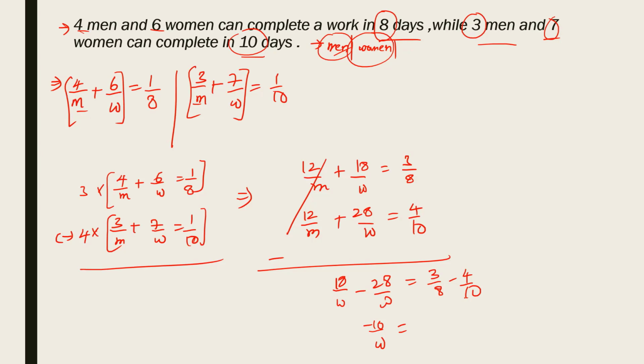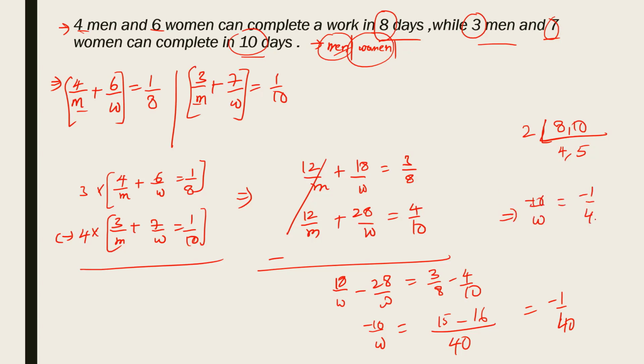So if you take the LCM of 10 and 8, I hope you know how to take the LCM. You write 8 and 10 and take out the prime factor. If I divide both numbers by 2, it will be 4 comma 5. So 5 fours are 20, 2 twenties are 40. 40 is the LCM. It will be 15 minus 16 over 40. 8 fives are 40, so 3 fives are 15. 10 fours are 40, so 4 fours are 16. It will be minus 1 by 40. So from this correlation, what you can find is it is minus 1 by 40.